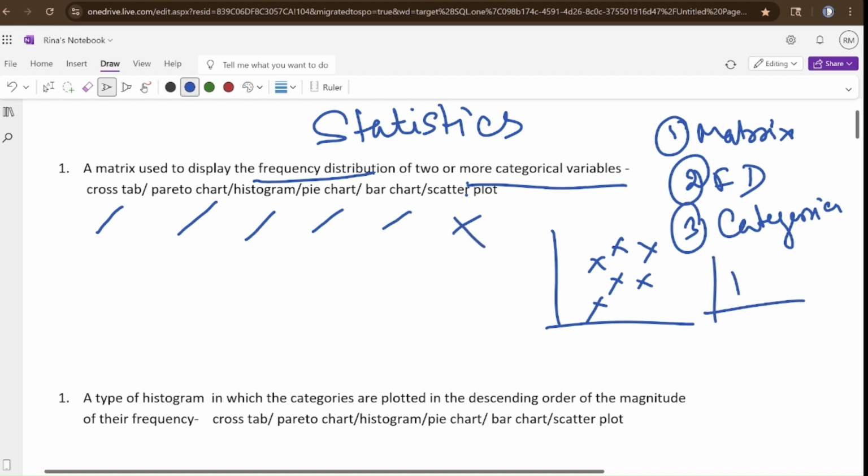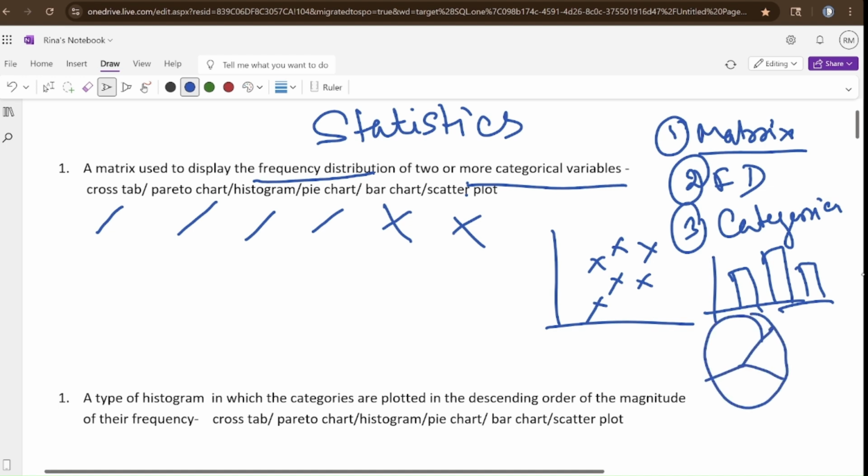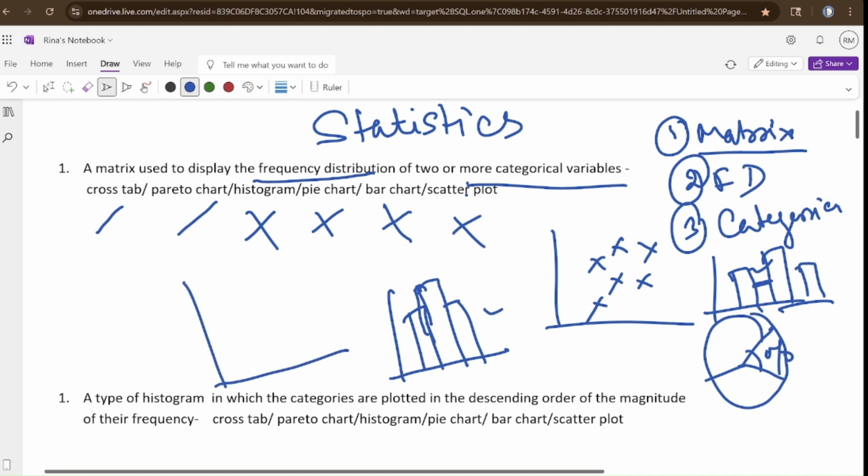What about bar chart? Bar chart looks like this for categorical variables, but this is not a matrix. So this is also not an answer. Pie chart looks like this, right? And in percentage format. So this is also not an answer. What about histogram? Histogram looks like this. It looks like bar chart, but in bar chart there is a gap between bars, while in histogram the boundaries are connected to each other, and it is also not a matrix.